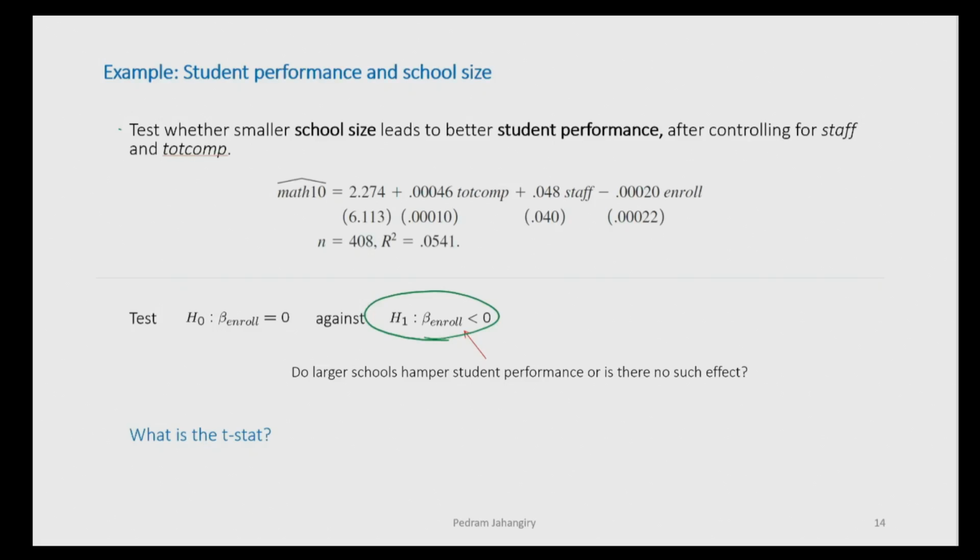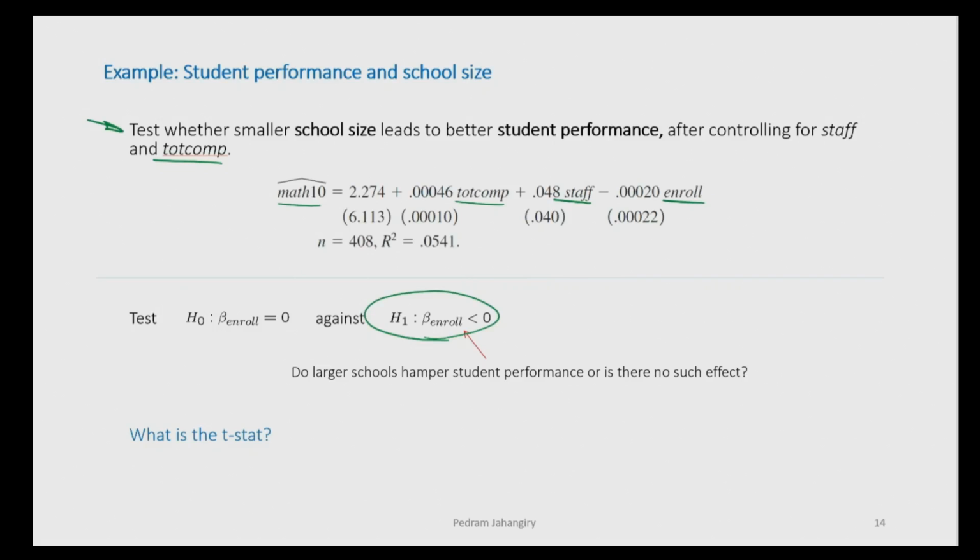So here's the example. We want to test, well, first let me read the equation for you. We are regressing mathematics grade on total compensation of the staff, and this is the staff number, and this is the number of students enrolled in the class.